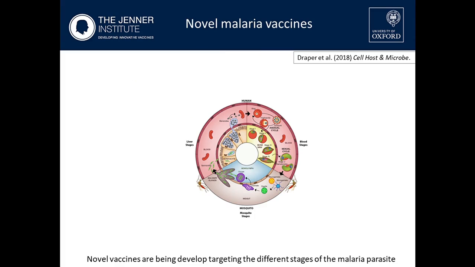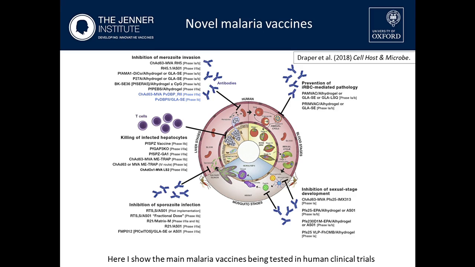So we need to develop novel vaccines, and the international community has not been idle about this subject. Lots of different research has been developed over the last 20 years, developing novel vaccines that target the different stages of the cycle of Plasmodium falciparum or Plasmodium vivax. I would like to give you an overview of the different vaccines that are currently in clinical trials, have been tested in humans.